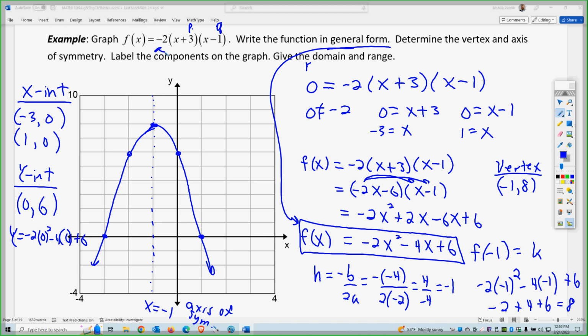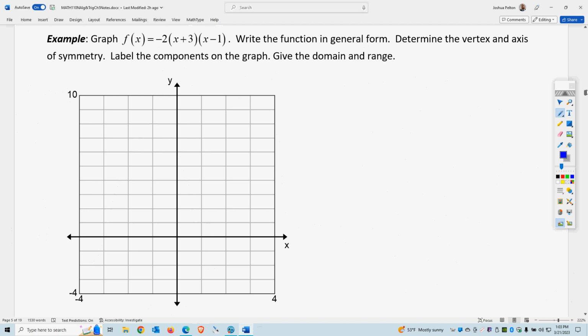Okay, oh, domain and range. All right, so domain and range. So quadratic functions go forever left and right. This one goes down forever, but only goes up to 8 and stops. Okay, all right, let's pause the video, try the student problem for yourself.